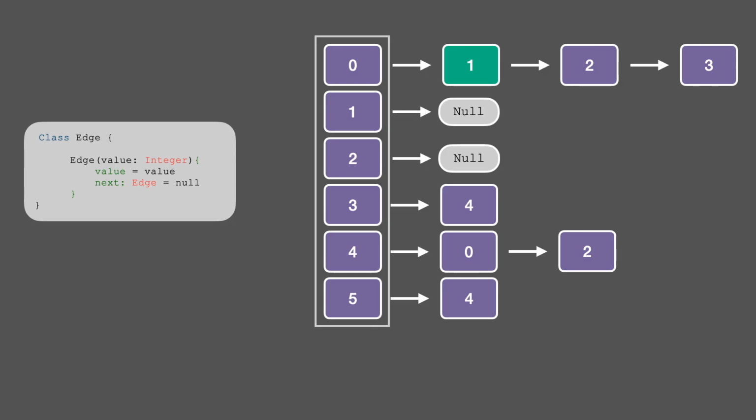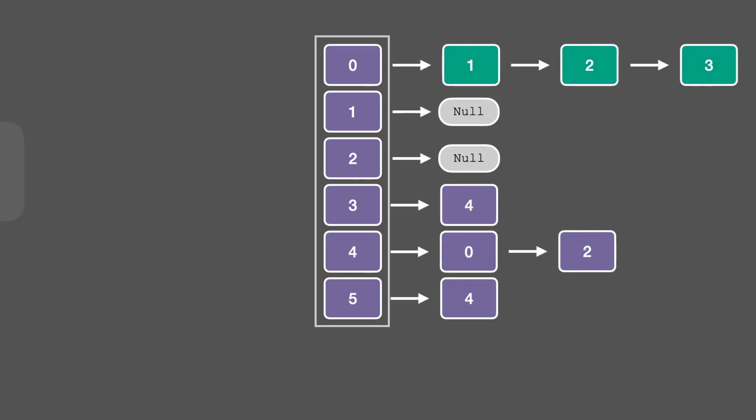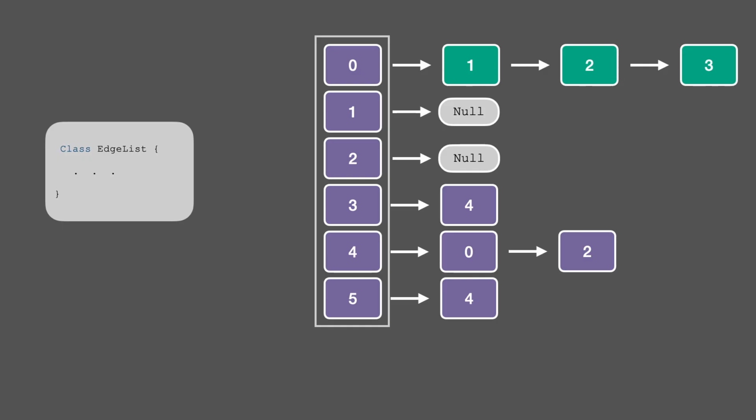So starting with the edge class, it simply represents a single edge like these in green. So we have 1, 2, 3, 4, 0, 2, and 4. Now, as I mentioned before, we also have an edge list class, and this is basically the linked list that holds all the edges for a particular vertex. This is again represented in green. So for vertex 0, we have an edge list consisting of 1, 2, and 3. For vertex 3, we have one edge in our edge list. For vertex 4, we have 2 edges in our edge list. And finally, for vertex 5, we have one edge in our edge list. Now, let's take a look at what the edge list class looks like.